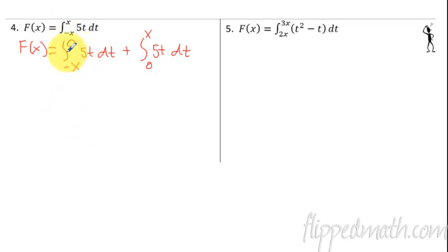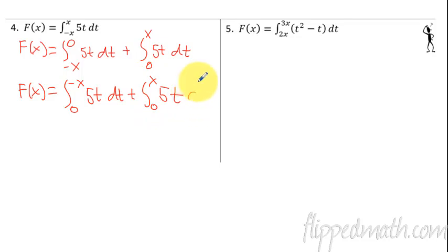All right, now how do I do this? We're going to flip it around. So this means we're not taking, oh, let me erase that. We're not taking the derivative yet. We're going to go capital F of x is equal to, let's change these boundaries. I'm going to go from 0 to negative x, and then 5t dt plus 0 to x, 5t dt.